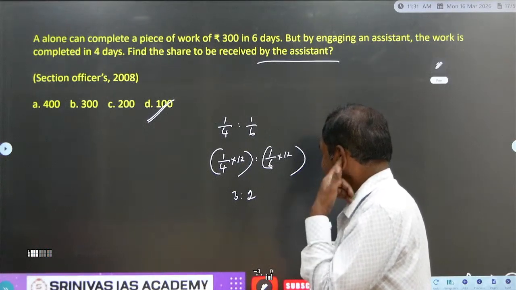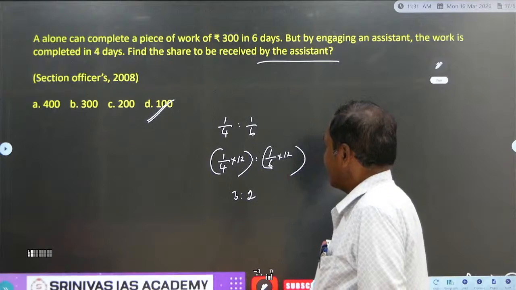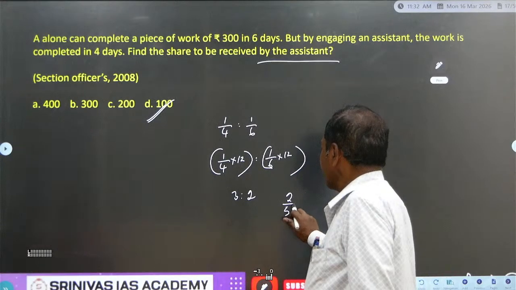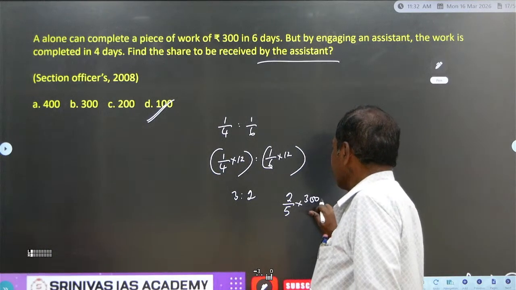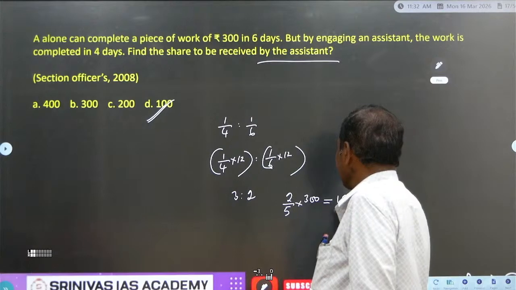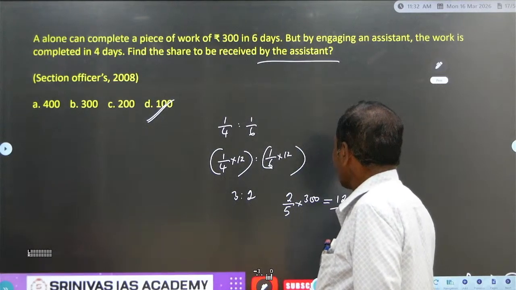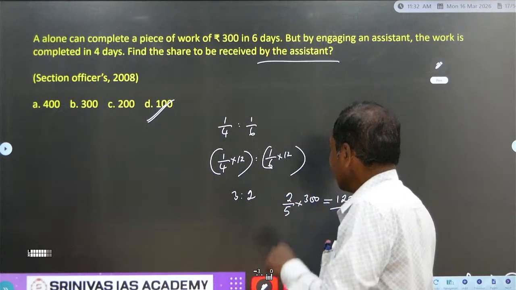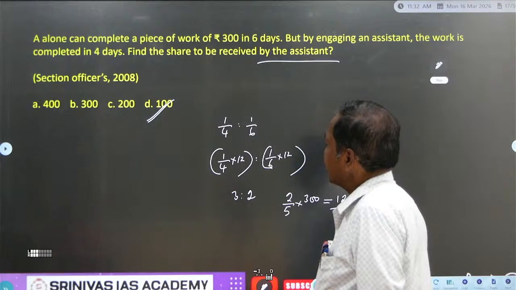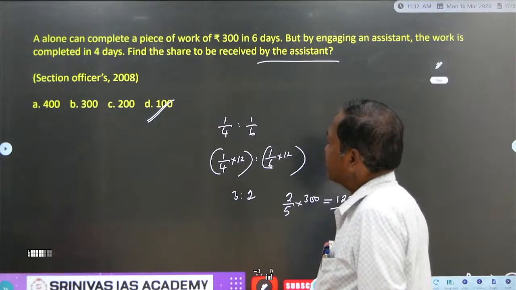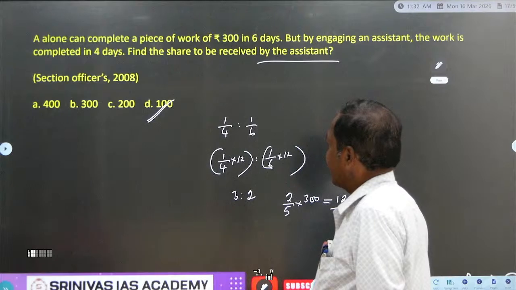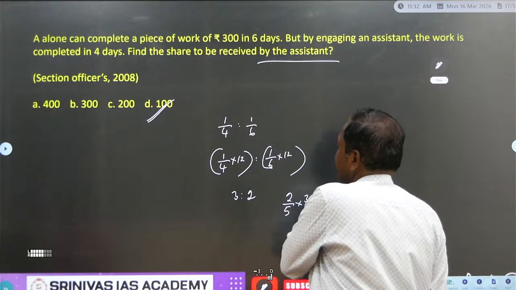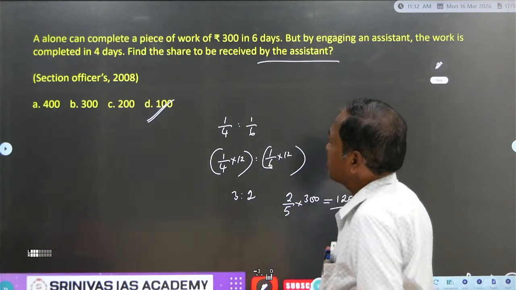This will put some confusion. 2 of 5 into 300, 60, you get 120. Somewhere I see some error in my doing. What is that error? You can see that 1 by 4 is to 1 by 6.